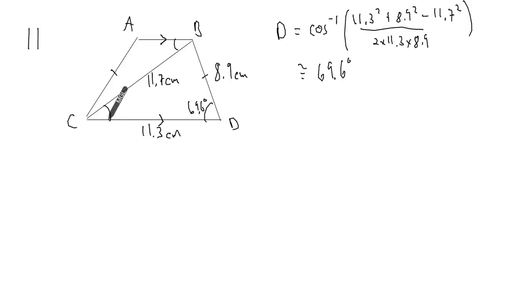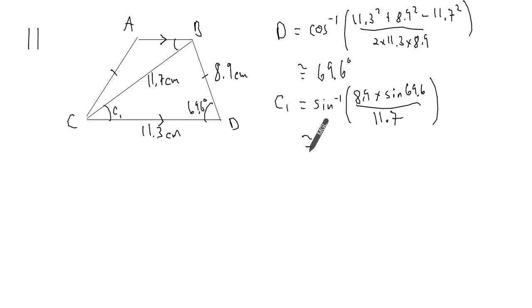Now I'm going to calculate this angle C and angle B. Well, actually the small part, so this angle in here, which I'll call C1. So C1 is equal to, using the sine law, sine inverse of its opposite side, 8.9, times sine of another known angle, which we just found out is 69.6, over the opposite of that angle that we just used, 11.7, which tells us that C1 is roughly equal to 45.5.